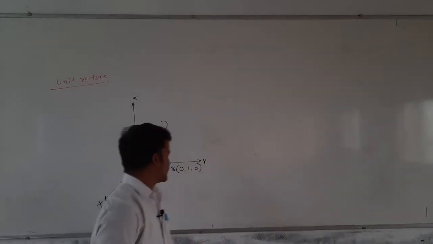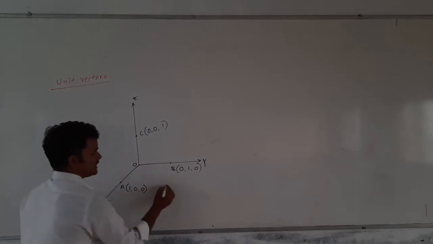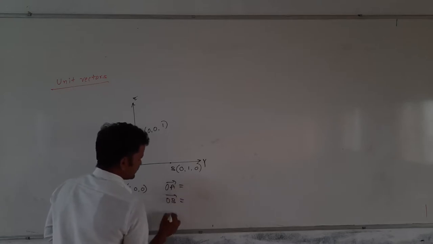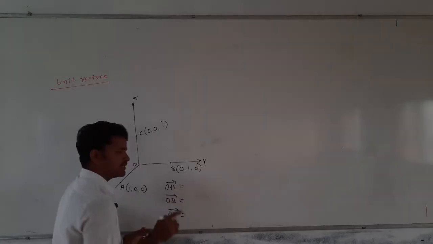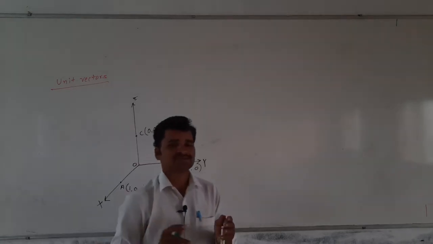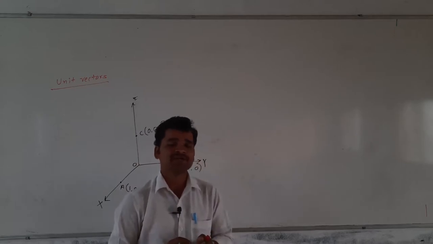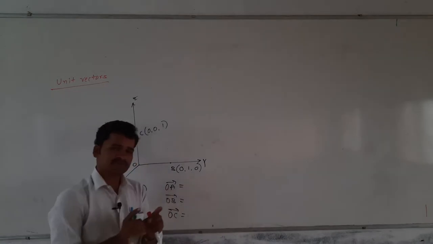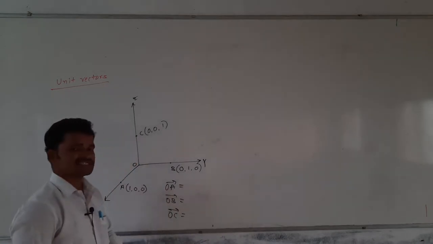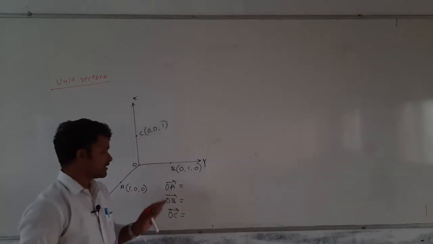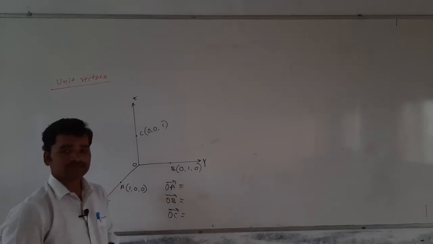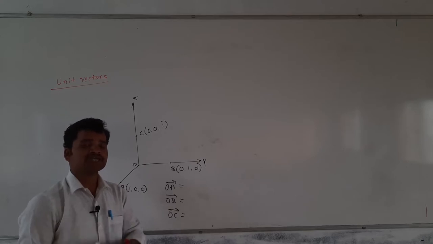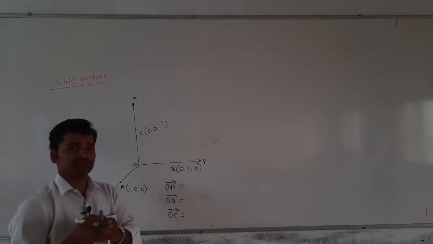Okay, what about vector OA, vector OB and vector OC? Are they unit vectors or not? Yes, those are unit vectors, because their length is 1 unit: from O to A it is 1 unit, O to B 1 unit, O to C is also 1 unit. Means vector OA is a unit vector in the direction of the x axis.